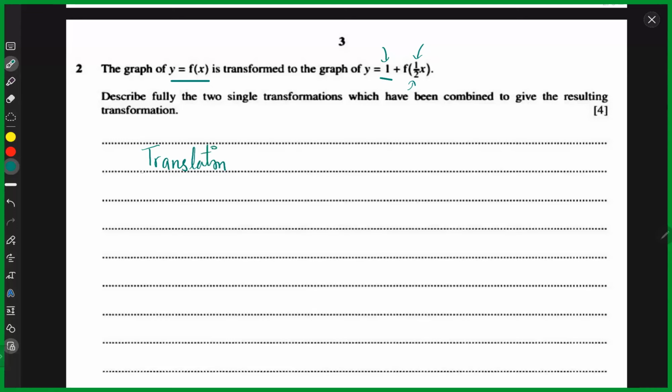Okay, whenever we are adding or subtracting something in the function or something with x, it is translation. And whenever we are multiplying something with x or y, it is stretch. So this should be written on top of translation and it would be stretch.